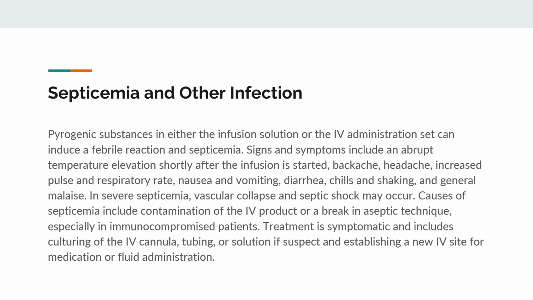In severe septicemia, vascular collapse and septic shock may occur. Causes of septicemia include contamination of the IV product or break in aseptic technique, especially in immunocompromised patients. Treatment is symptomatic and includes culturing of the IV cannula, tubing, or solution if suspect, and establishing a new IV site for medication or fluid administration.